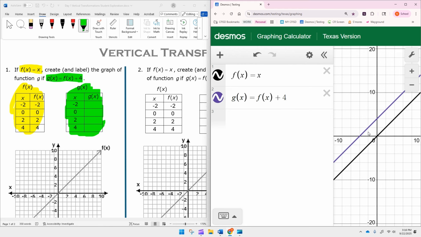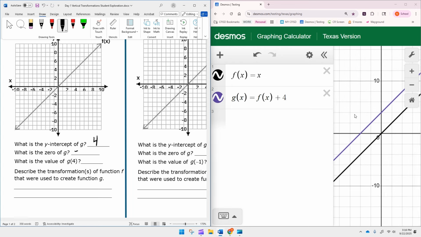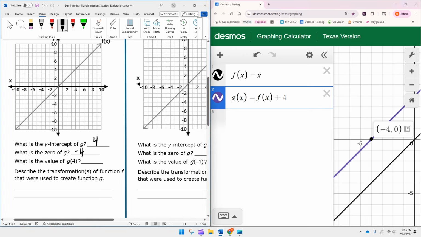All right, so now as you can see, let's talk about some of the different things that happen in terms of the y-intercept. So the y-intercept was originally 0. It is now up there at 4. And our zero of the original f of x graph is at 0. It is now at negative. So let's zoom in so you can see those values. So that value there is negative 4. So we are now at a value of negative 4.